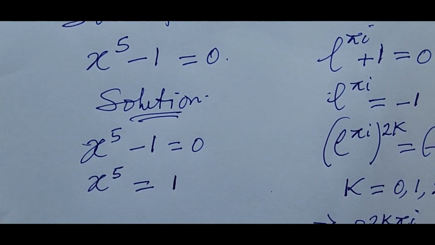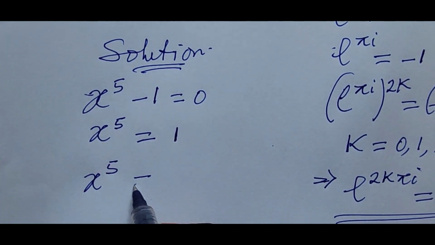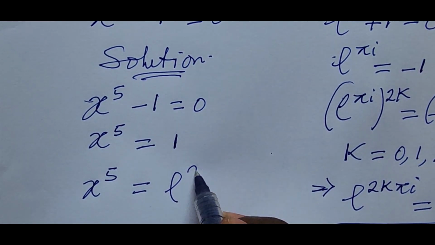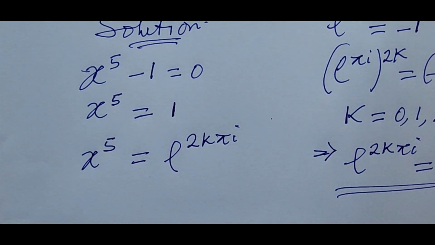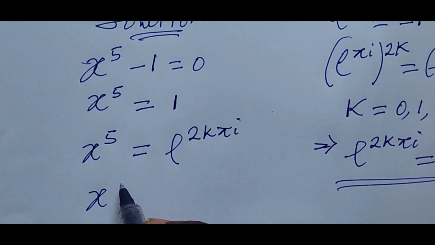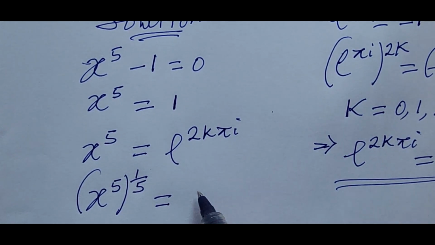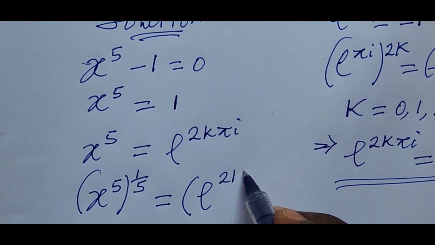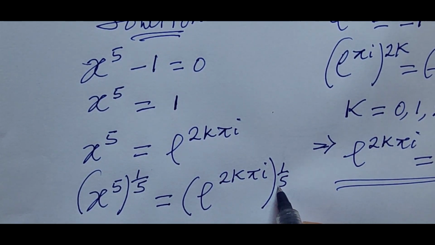So rewriting this equation, this is going to give us x to the power of 5 is equal to e all raised to the power of 2k pi i. Good. Now we have this expression. This will enable us to solve for all the 5 roots. So we raise both sides of this equation to the power of 1 over 5. This is going to give us x to the power of 5 all raised to the power of 1 over 5 is equal to, we do the same thing to the other side, e to the power of 2k pi i, all raised to the power of 1 over 5.